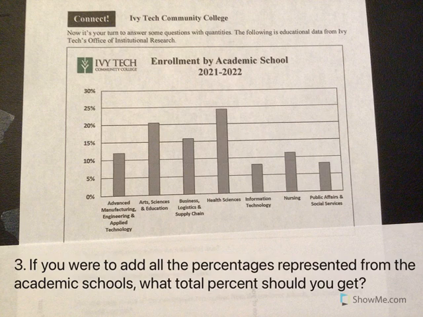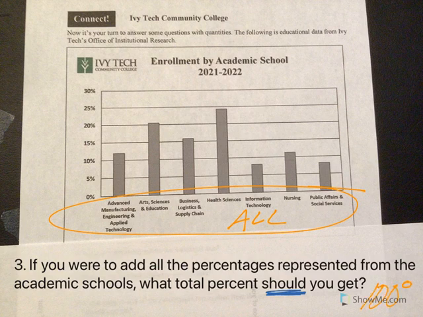Number 3, if you were to add all of the percentages represented from the academic schools, what total percent should you get? That's the key word here. Because if these are all of the academic schools, if you think about percents, what does all represent? It represents 100%. So if this represents all the schools, then it should be 100%.